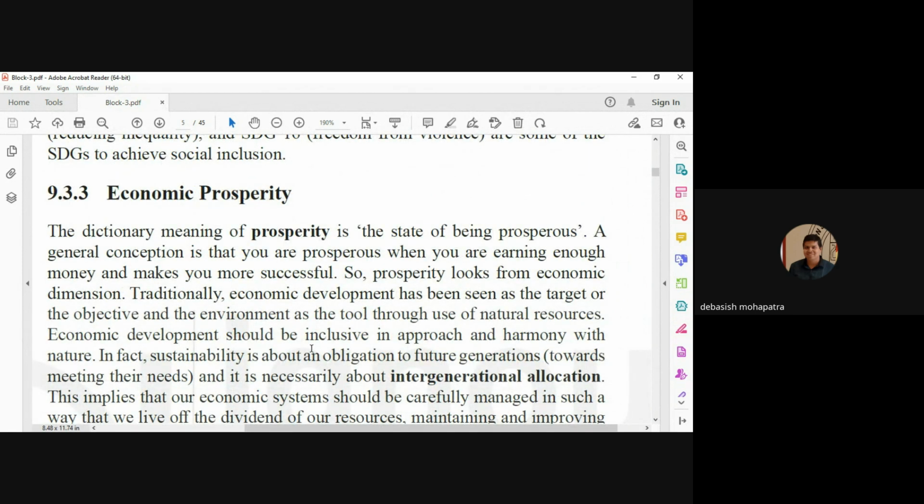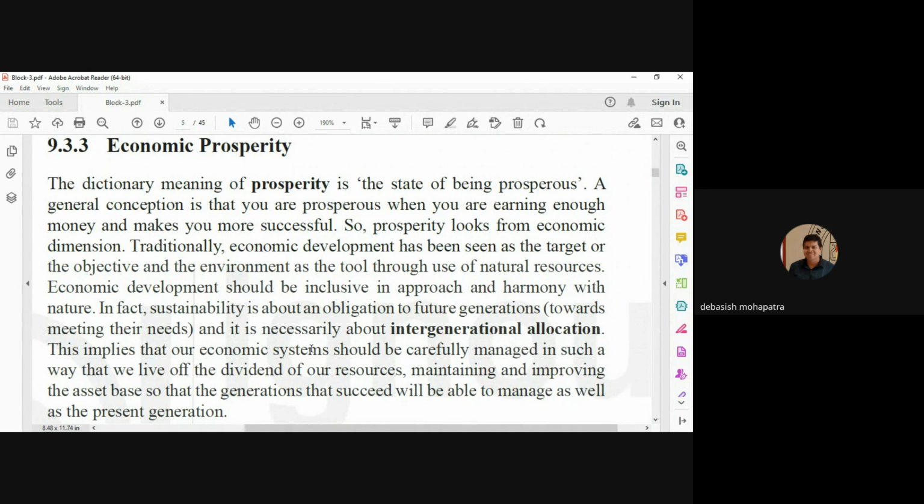So it means the state of being prosperous. A general conception is that you are prosperous when you are earning enough money and becoming more successful. So prosperity looks to the economic dimension. Traditionally, economic development has been seen as the target or objective, and the environment as a tool through the use of natural resources. In fact, sustainability is about an obligation to future generations towards meeting their needs, and it is necessarily about intergenerational allocation.